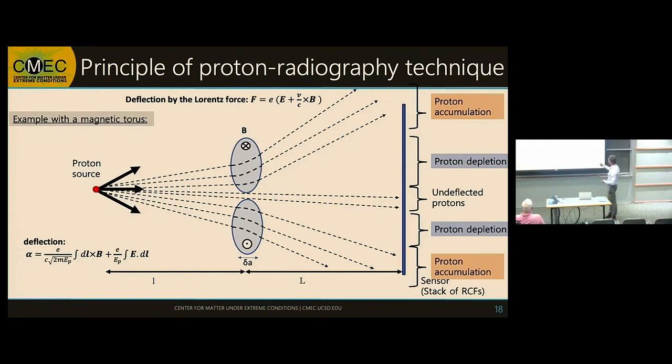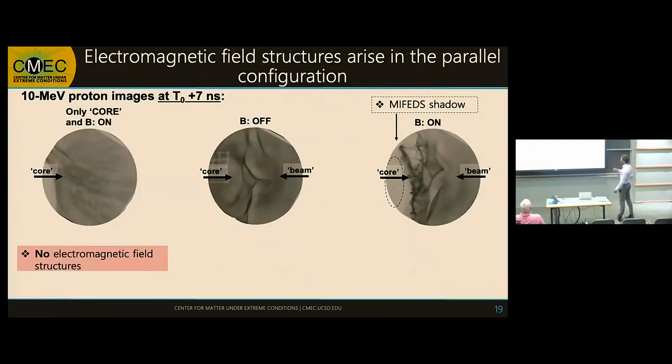On our RCF, the radiochromic films, our detector, the higher the energy deposit in the film, the darker it will turn. Now I will show you some proton images, which were taken 7 nanoseconds after the interaction between the core and the beam. This is what I call T0 here. These are 3 different configurations. Let's look at the one on the left.